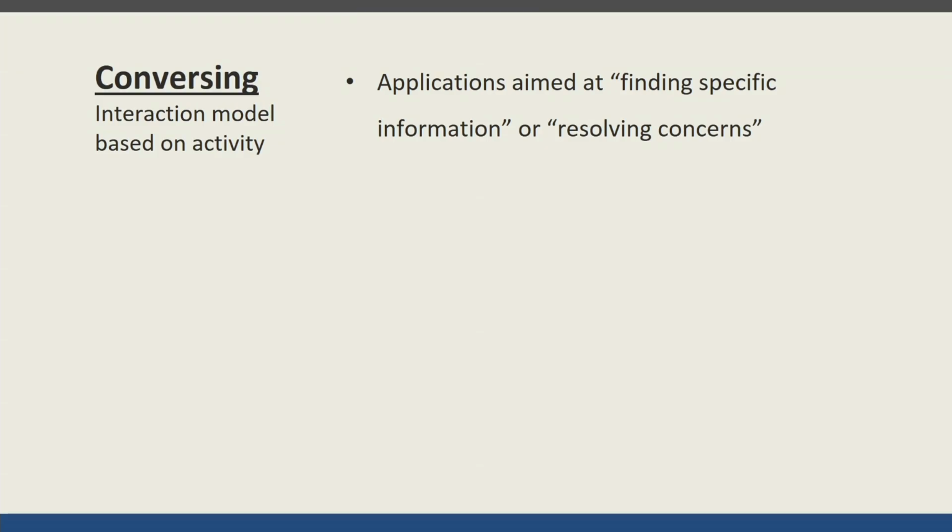Remember, when it comes to instructing, you are only issuing instructions to the artifact or to the computer. You're not receiving instructions from the machine. You are receiving feedback, of course, that something is happening, and this is the time when you need to issue the second instruction. But it is pretty much a one-way communication. In the case of interaction models based on conversing, it becomes a two-way communication. Applications aimed at finding specific information or resolving concerns are mostly the result of such interaction models.